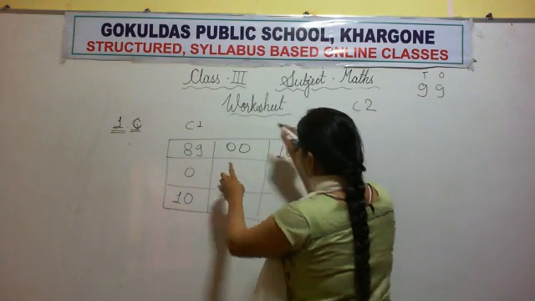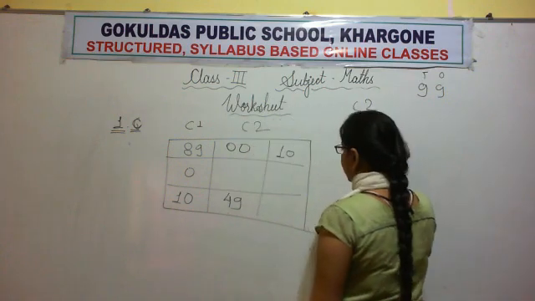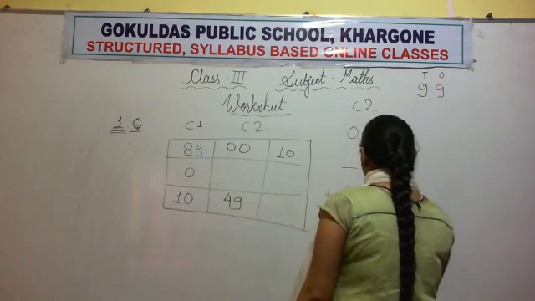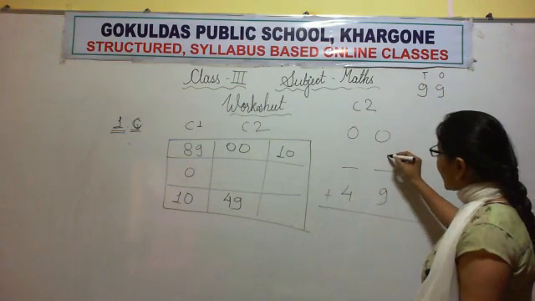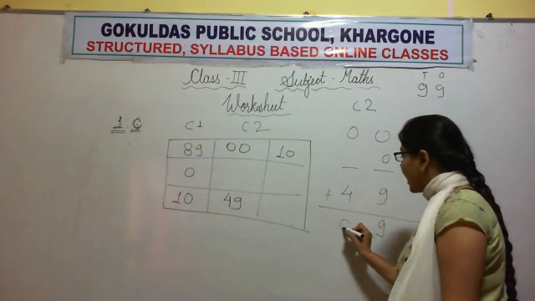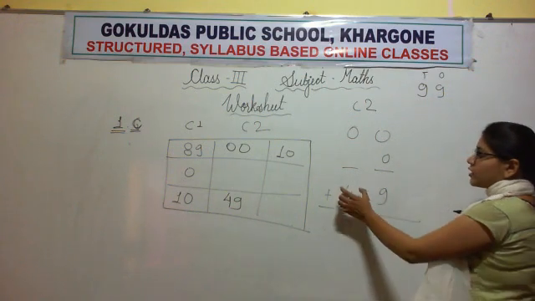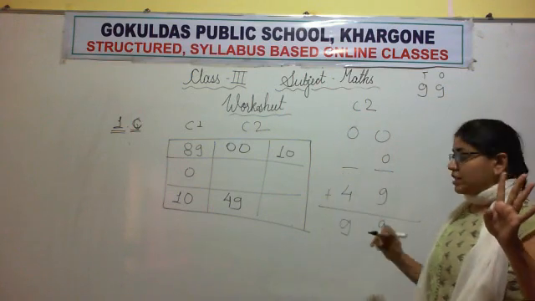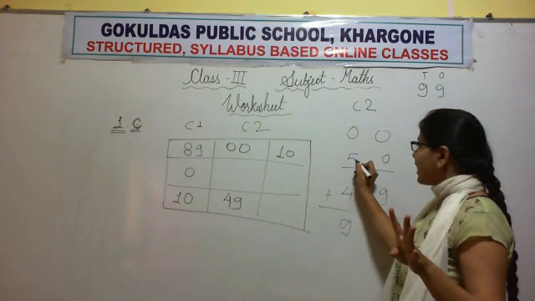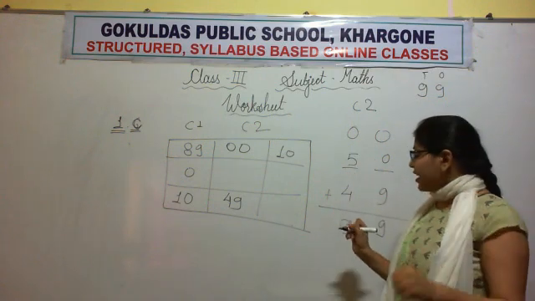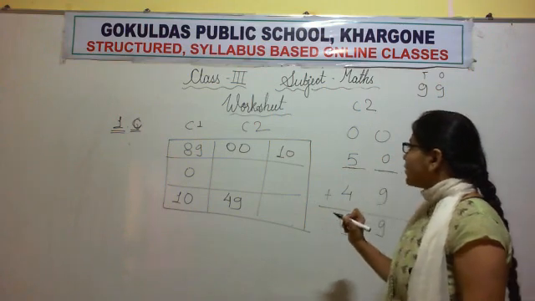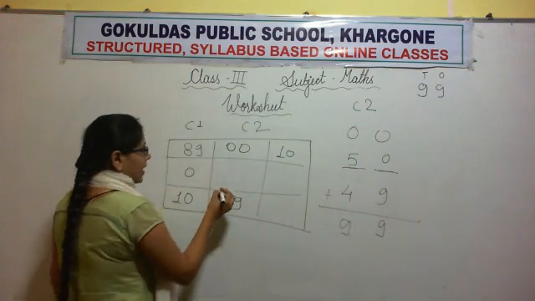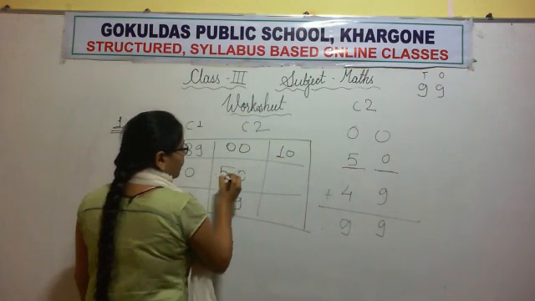Now column number 2. This is column number 2. 0, 0, then blank and 49. So which number will we add to this 9 to get 9? We will add 0 only. And which number will we add to this 4? Now this is 0. So 0 plus 4 is 4. So which number will we add to this 4 to get 9? We will add number 5. 5 plus 4 is 9. So the number is 0 ones and 5 tens. That is number 50.